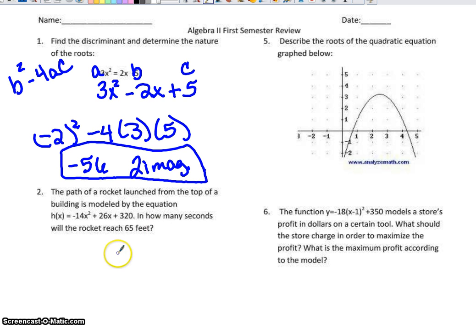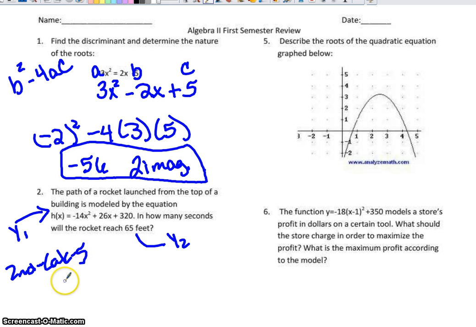Number 2, the path of a rocket launched from the top of a building is modeled by this equation. In how many seconds will it reach 65 feet? What you need to do here is put this equation at y1. You need to put 65 at y2. And then you're going to do second calc 5 for intersect. Enter, enter, enter. This is a quadratic, so you're going to have 2 answers.